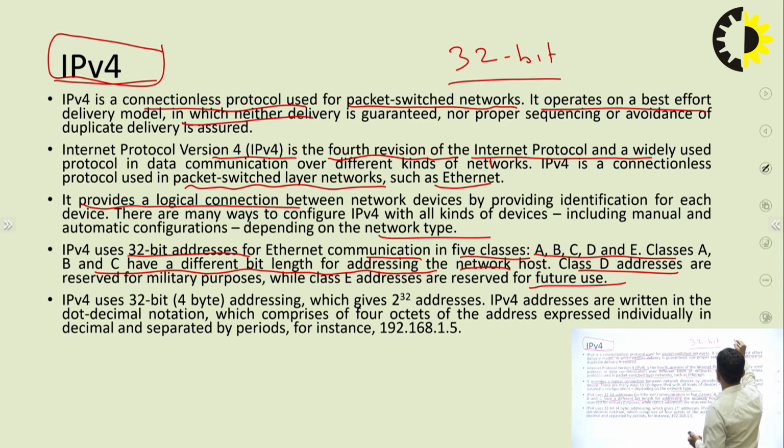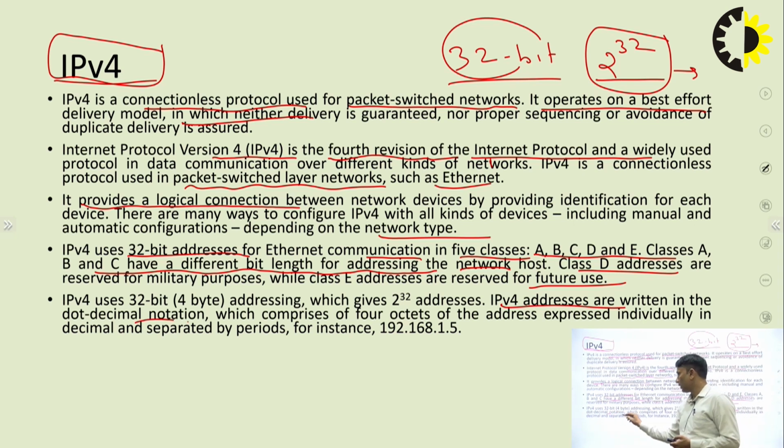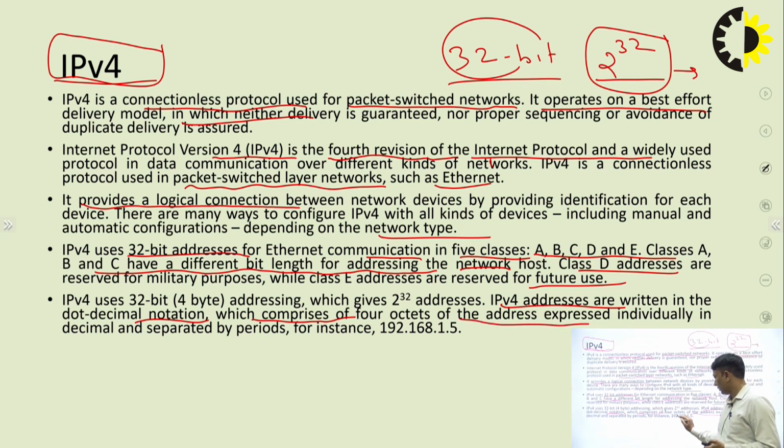IPv4 generates 2 to the power 32 different addresses. When 32 bits are used, it is very clear that the total number of addresses generated by IPv4 is 2 to the power 32. IPv4 addresses are written in dot decimal notation, which comprises 4 octets of the address, like this one.